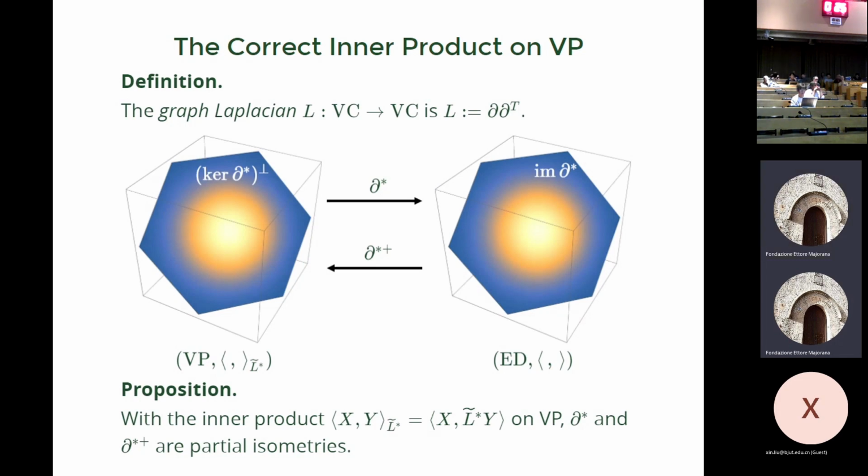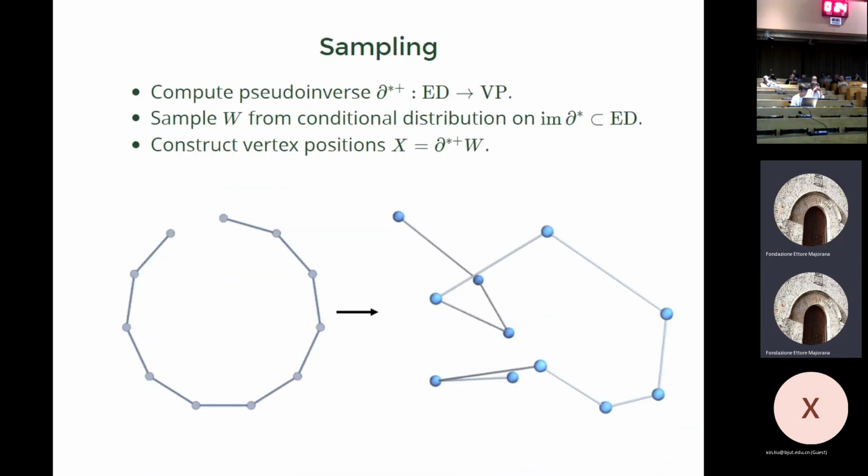And with respect to this inner product, these maps going back and forth are what are called partial isometries, meaning on the orthogonal complements of the kernels, it's an isometry. So now a standard Gaussian hit with an isometry is still a standard Gaussian. This was very satisfying because this is why the graph Laplacian shows up: it's controlling what's going on here.